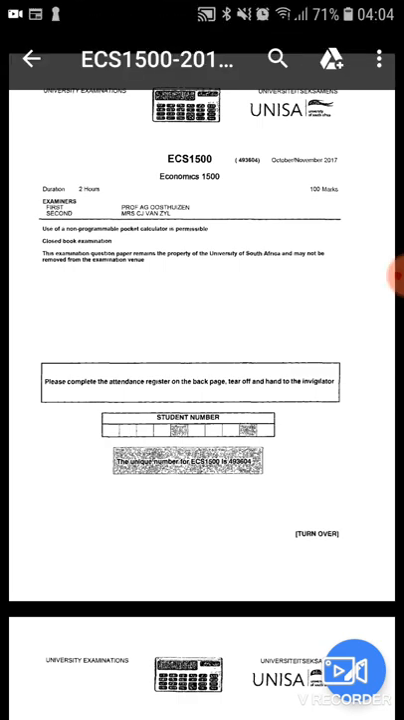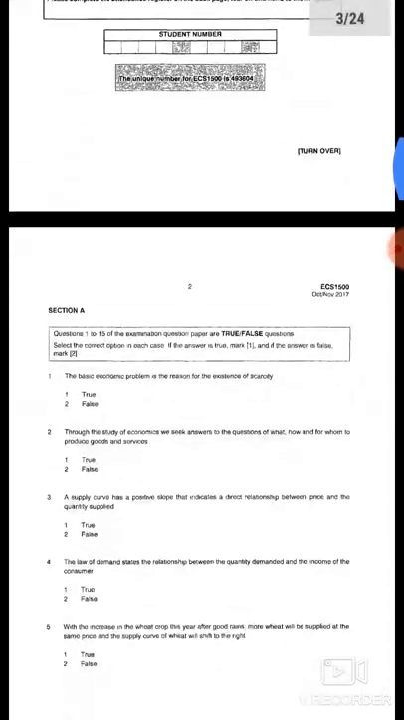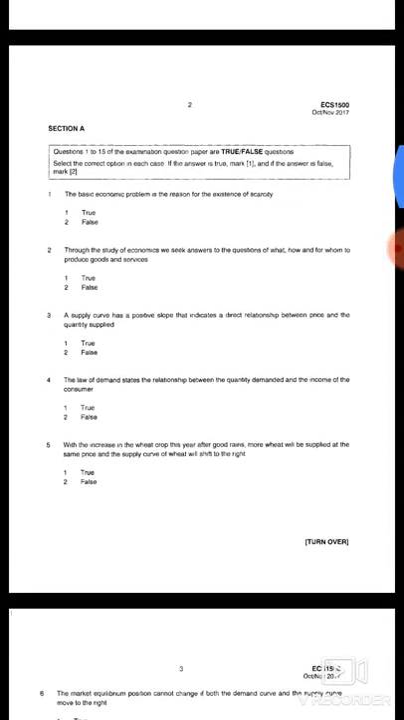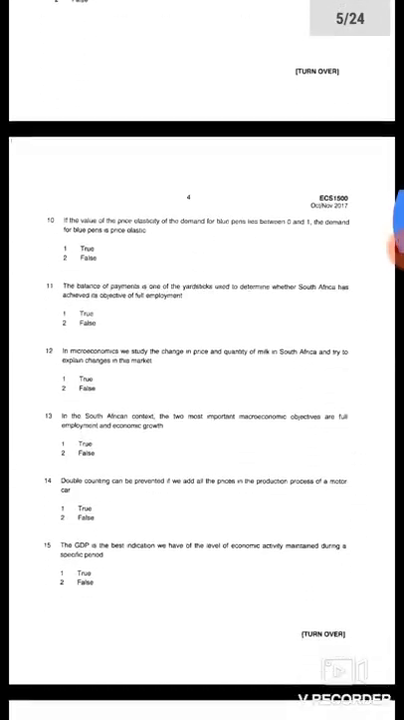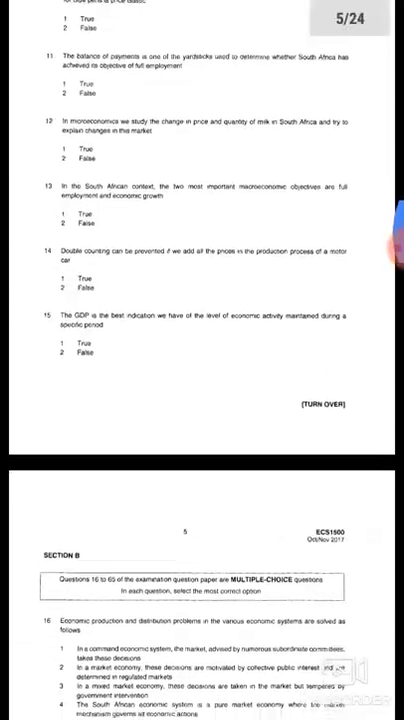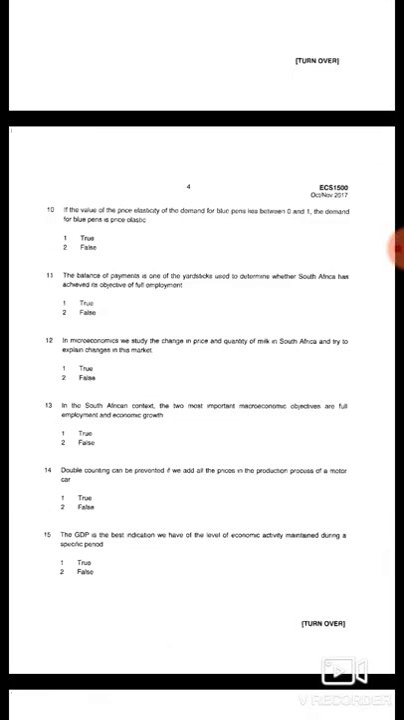Today we're going to do October-November 2017 Economics 1500. So we'll start with question number 1. Question number 1 to question number 15 is about true or false.